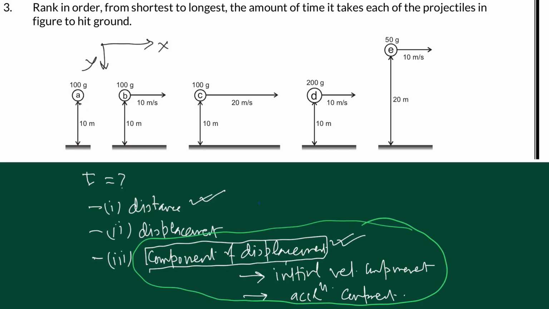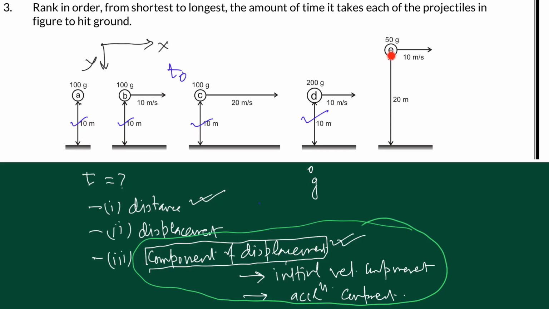How much is the initial velocity in this case? It is 0. In B, C, D it is along the x-axis. So in all 4 cases, how much is the initial velocity along the y-axis? 0. And how much is the acceleration in all 4 cases? g. So how much time will it take to reach the ground? The same time. So the time taken in A, B, C and D, first case, second case, third case and fourth case, will be the same, say T naught.